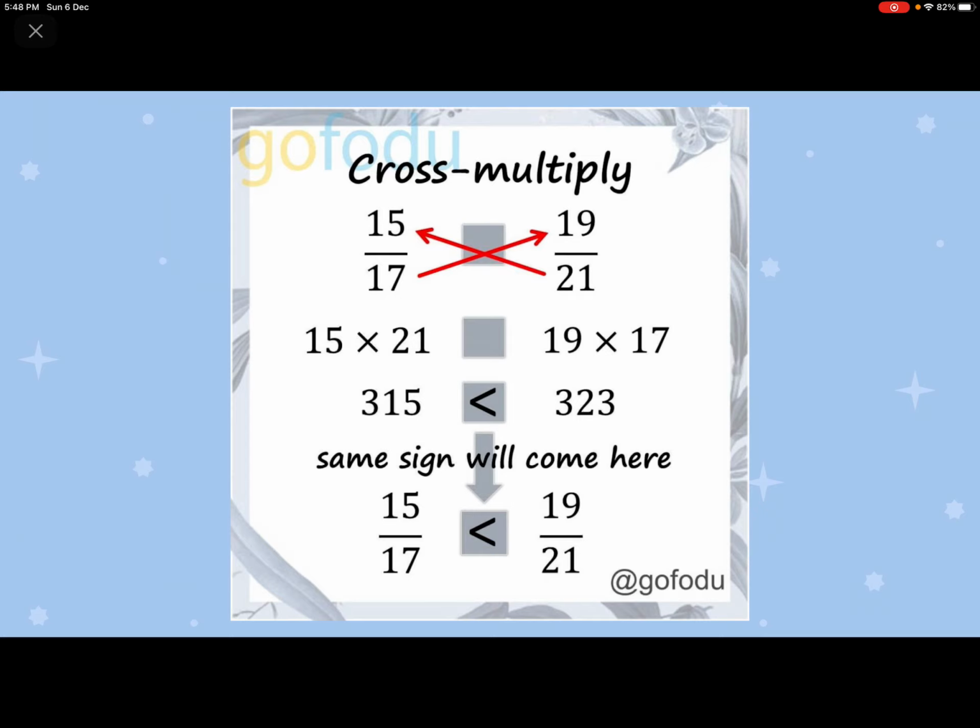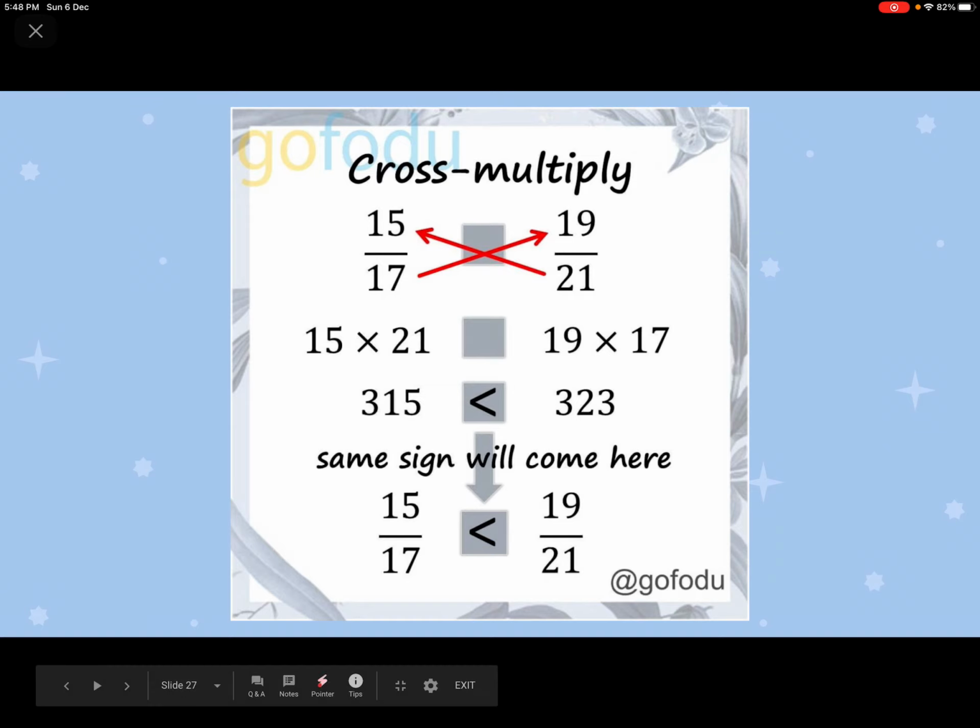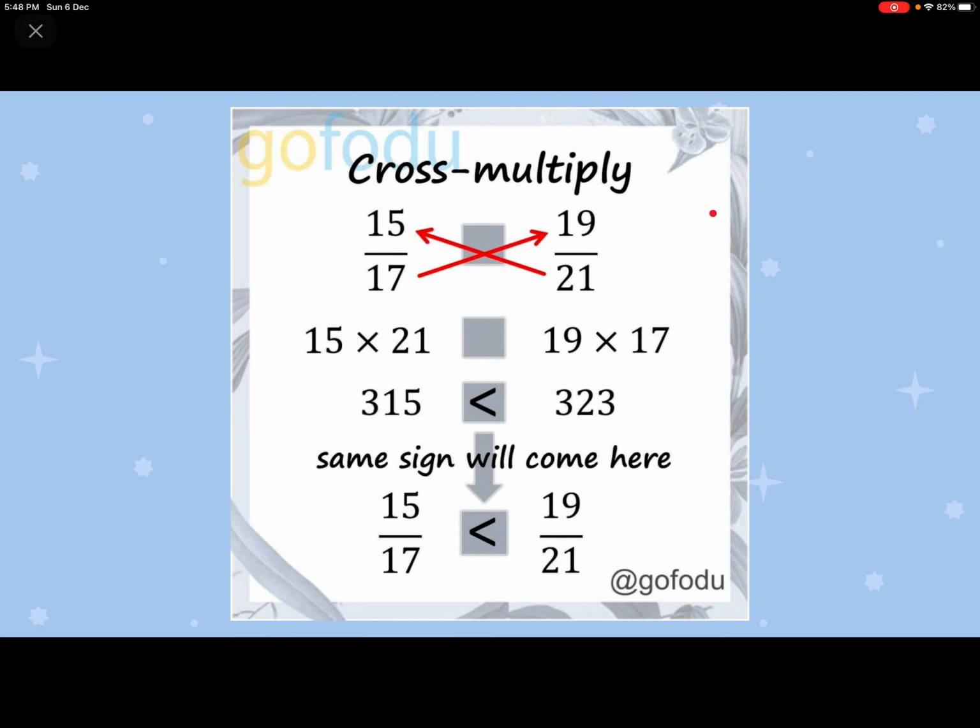Now this is going to be a very lengthy process. So how can we do that mathematically? Here in this slide, as you are able to see, these are two fractions, 15 upon 17 and 19 upon 21. Now these are different fractions. We will only proceed with this method when we have unlike fractions. Remember, in like fractions, we just observe the numerators.